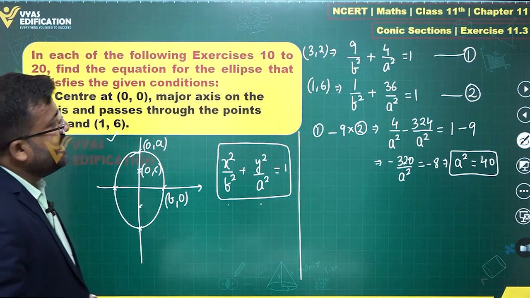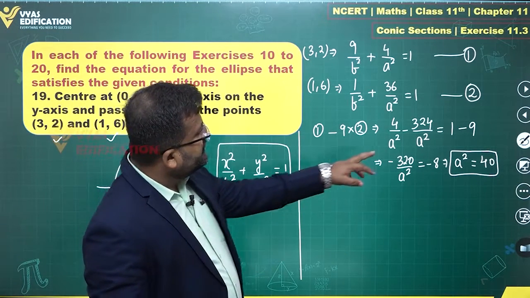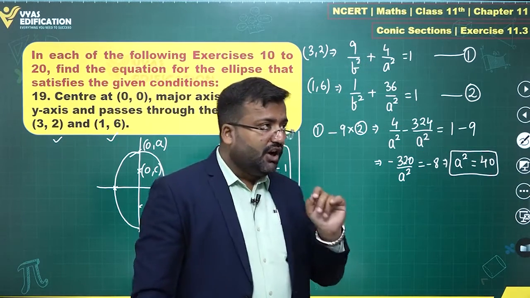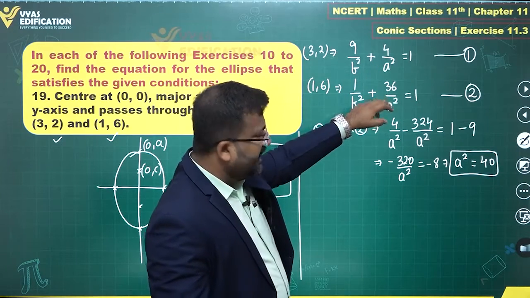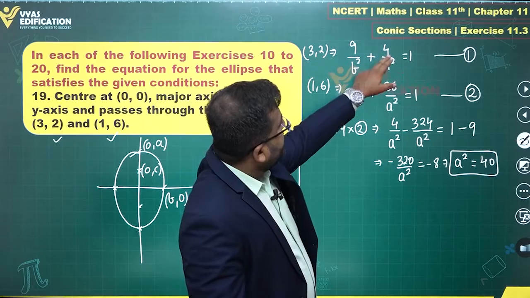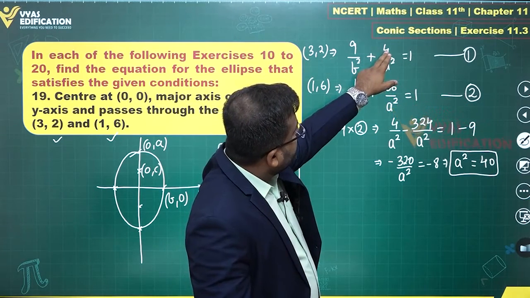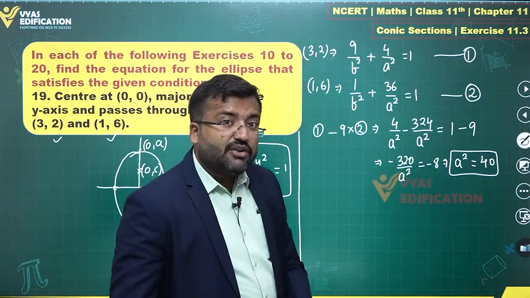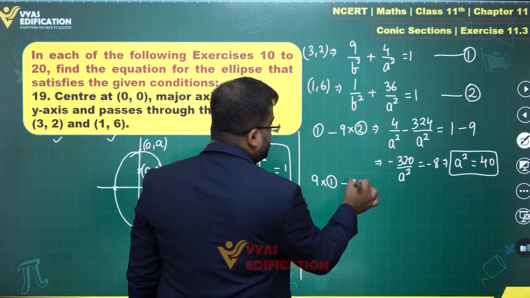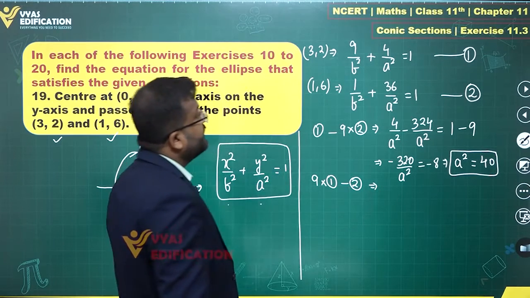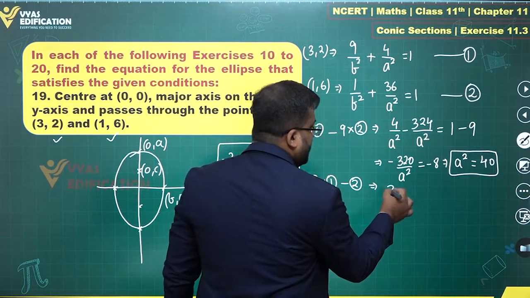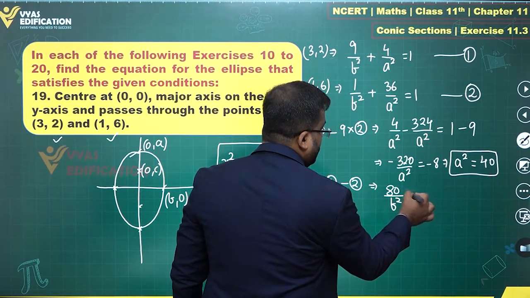What else? Can we find b as well? Yes. We can use this a square in any of these equations to get b square. Or in other words, we can eliminate a square and get b square using that idea as well. Now 4 times 9 is 36. So I can multiply this equation by 9 and subtract to eliminate a square, right? So 9 times equation 1 minus equation 2 gives me 9 times 9 is 81 minus 1, that is 80 upon b square.